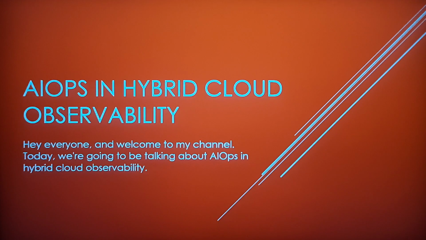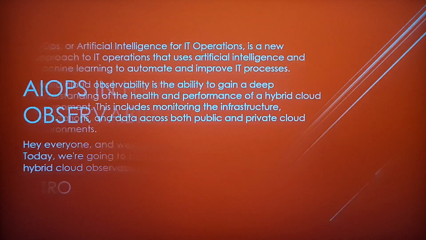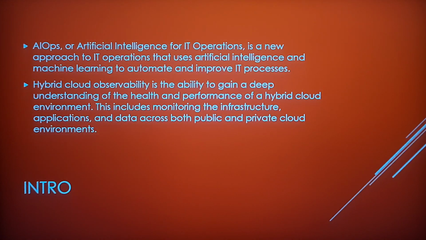Today we are going to talk about AIOps in hybrid cloud observability. AIOps, or artificial intelligence for IT operations, is a new approach to IT operations that uses artificial intelligence and machine learning to automate and improve IT processes. Hybrid cloud observability is the ability to gain a deep understanding of the health and performance of a hybrid cloud environment. This includes monitoring the infrastructure, applications, and data across both public and private cloud environments.